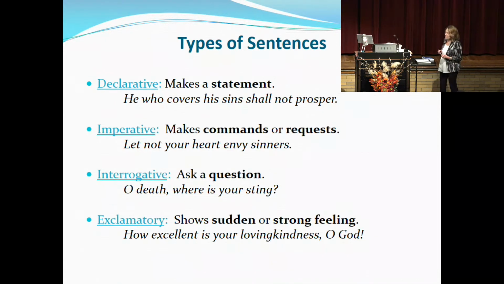So then we have what we call imperative sentences, which make commands or give a request. Let not your heart envy sinners. It starts right away with a verb, and it has what is called the understood you. Just left it out, but it means it. Or we have interrogative sentences which ask a question. Oh, death, where is your sting? And then we have exclamatory sentences which show sudden or strong feeling. How excellent is your loving kindness, O God!